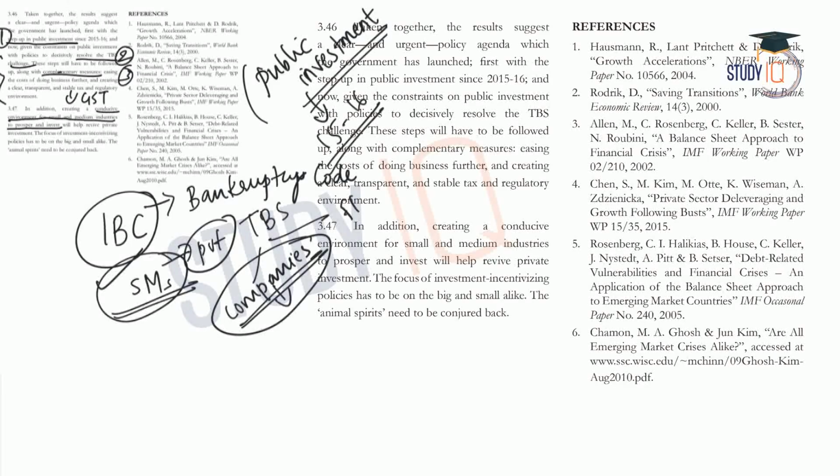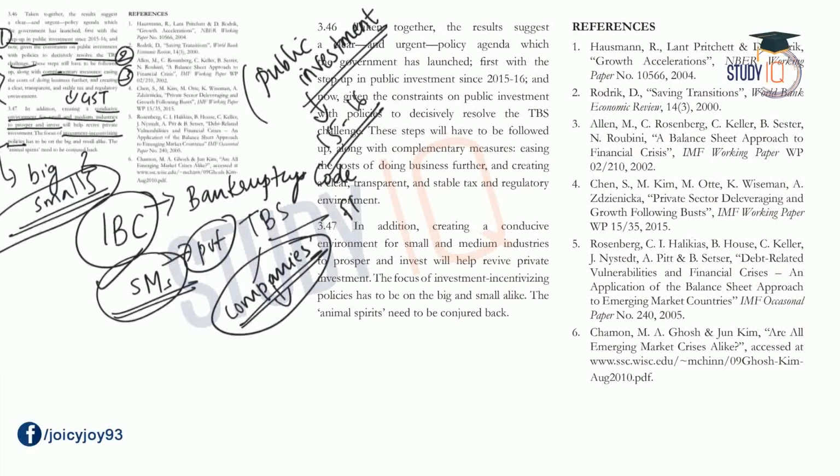Also, the government should focus on investment-incentivizing policies, and these policies must give priority to small business and big business alike. So the government should not avoid or leave out the small businesses. It should consider both small business and big business, and some incentives must be given for investment. With all these measures, the economy can come back to normal or revive from the investment slowdown.